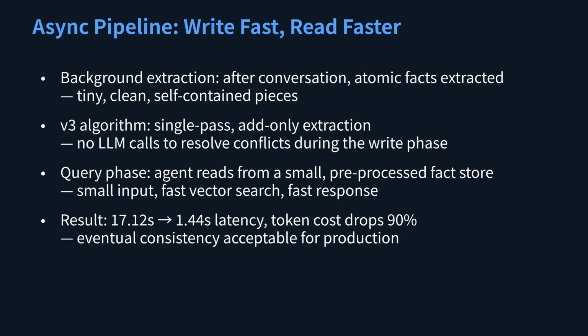Mem0 separates 2 things that every previous system coupled together: the write path and the read path. When a conversation happens, a background process extracts atomic facts, tiny, clean, self-contained pieces of information. The V3 algorithm makes this even leaner. Single pass, add-only extraction. No LLM calls to resolve conflicts during the write phase. That happens asynchronously, later. When the agent reads, it only sees a small, pre-processed fact store. The result? Responses in under 2 seconds, and a 90% reduction in token cost compared to full context approaches.